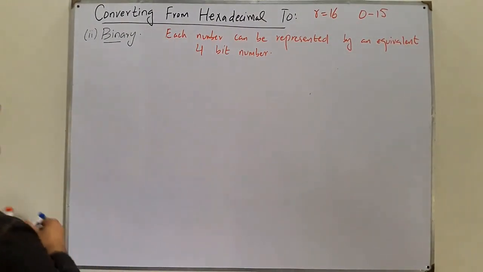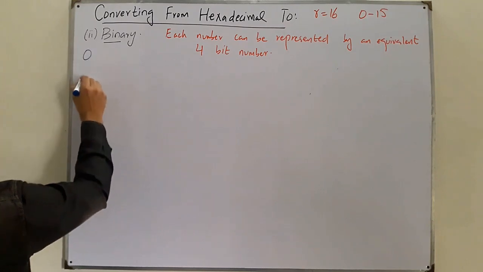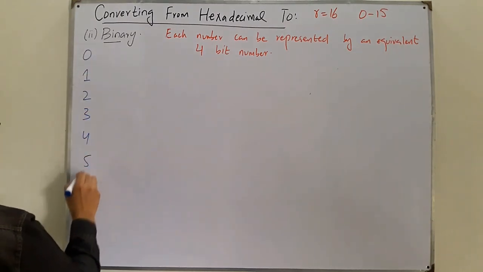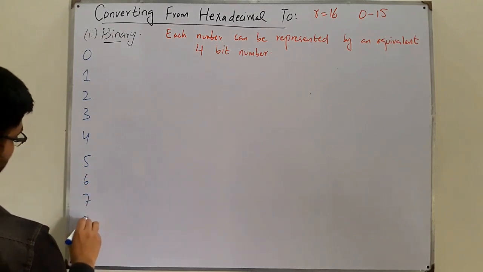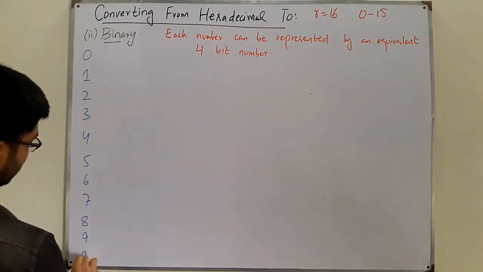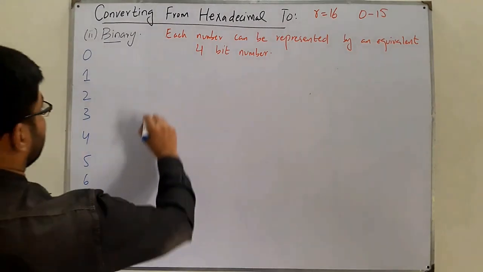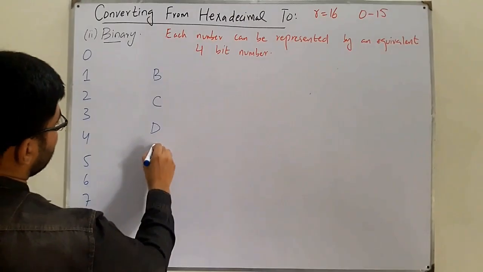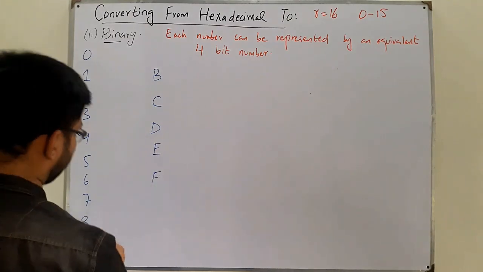All right? And let me write them down. So what are the numbers? This is 0, 1, 2, 3, 4, 5, 6, 7, 8, 9. Then we have 10 is A. Okay. 11 is B, C, D, E, and F.